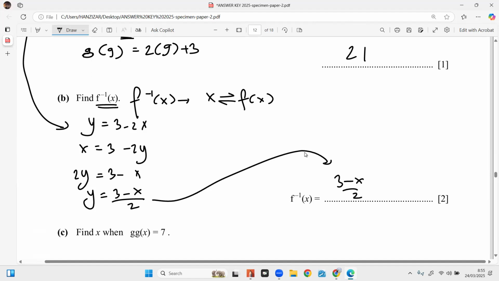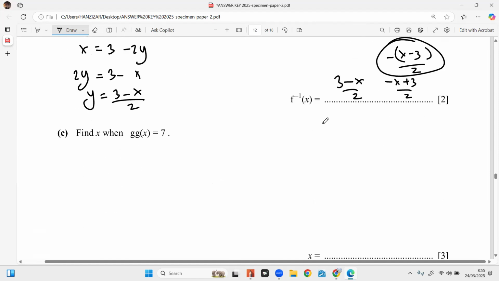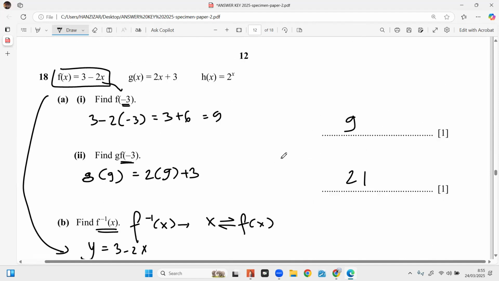Third, the answer negative x minus 3 is wrong. It has to be negative x plus 3 over 2, or negative bracket x minus 3 over 2. Okay, overthink, but it's right. Yeah, you can do that as well. X minus 3, wrong. Okay, guys, listen.